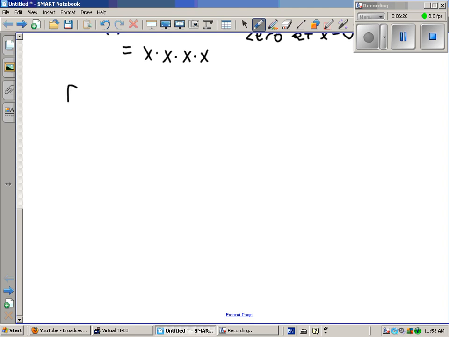Let's try another one. f of x is equal to x squared minus 4x plus 5. Doing a quadratic here because quadratics we can solve for 0 relatively easily in a number of different ways. So 0 is equal to x squared minus 4x plus 5.